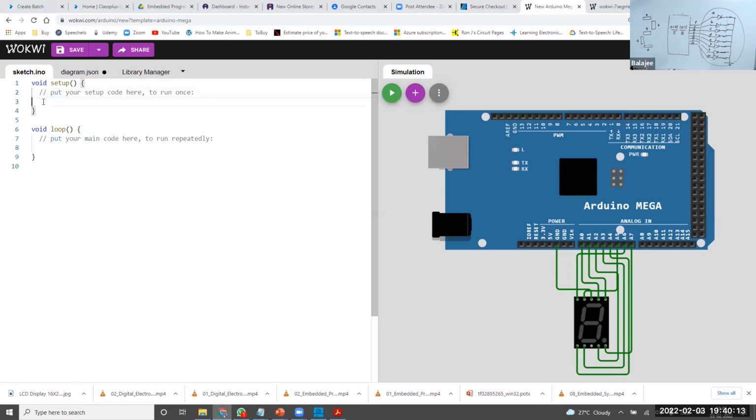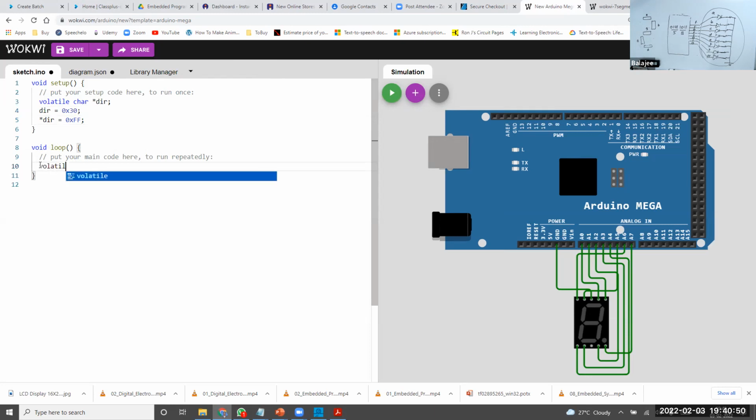Now I do like yesterday, I write a program. Now I'm writing now. See that. I'm going to write a program. Volatile char star DIR. DIR is equal to 0x30. Star D is equal to 0xFF. I make everything as output. Please understand. Now I go here. I write volatile char star out.